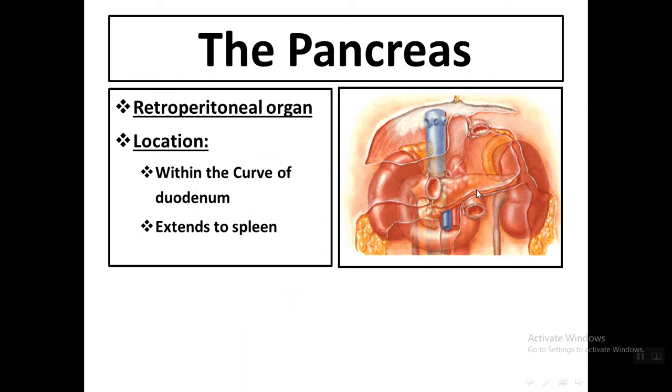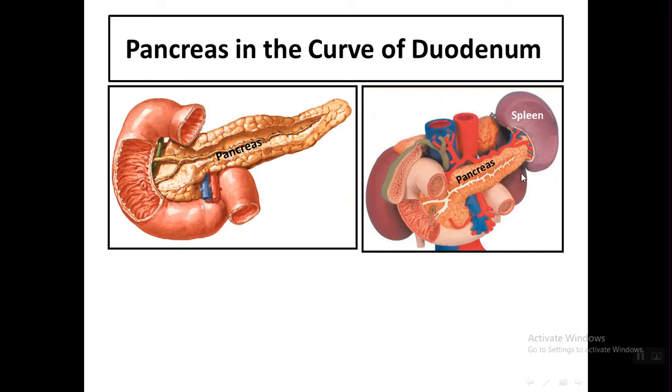The pancreas is regarded as a retroperitoneal organ. It is tethered to the posterior abdominal wall, covered by peritoneum. It extends from within the curve of the duodenum until its tail reaches the hilum of the spleen. So it extends to the spleen. Here we can see the pancreas is an elongated, soft and lobulated organ extending from the curve of the duodenum to the hilum of the spleen.